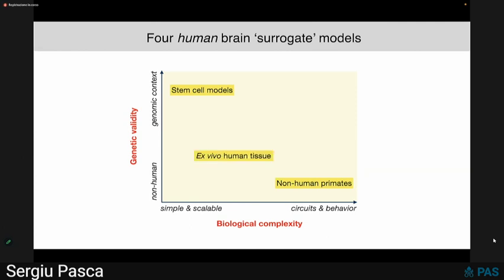Then there are ex vivo human tissue models where we can now keep fetal tissue or surgical tissue for longer and longer in a dish. And then somewhere in between are what we call chimeric models or transplantation models. So today I'll focus on the two on top, the stem cell models and the chimeric models, to a large extent. And of course, we use some of the others, but I think it goes beyond what we're talking about today.